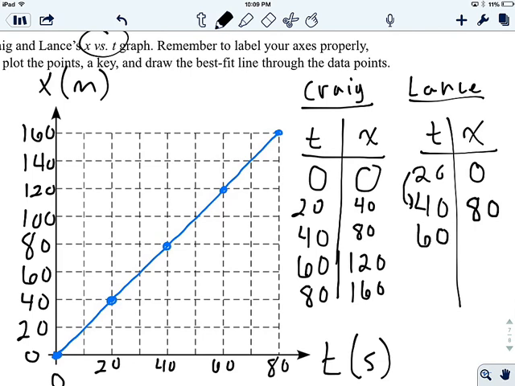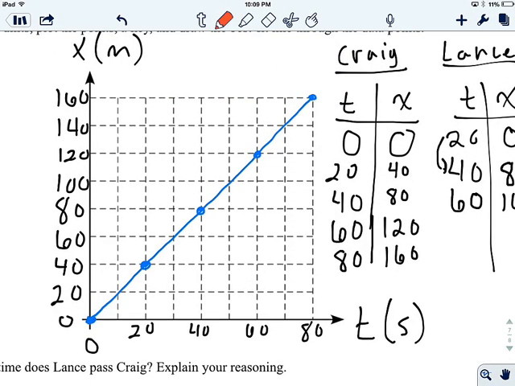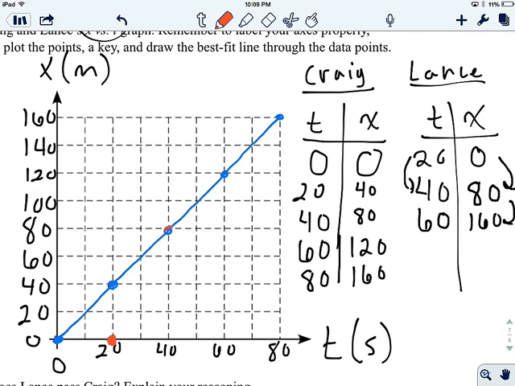Now my next time interval is 60, and if I added 80 here, I want to add 80 again, and I get to 160. Now I don't need to go any farther than that because that means he made it to Casey. So let's put him in red. So if he starts at 20 seconds, after 40 seconds, he's made it to 80, and after 60 seconds, he's made it to 160. So let's put Lance's line of best fit on there.